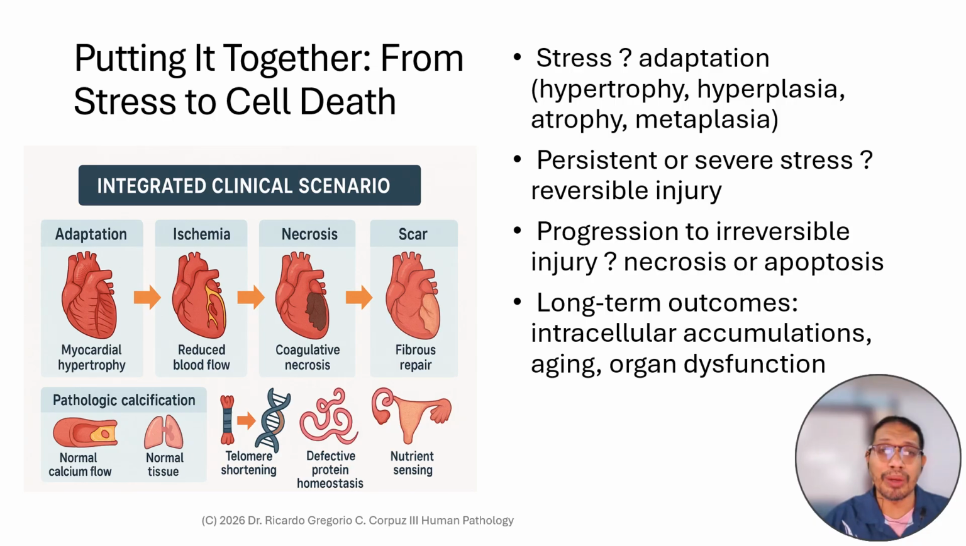As you see this scenario, I want you to think critically about each stage. Which mechanism dominates during hypertrophy, and which pathways are activated during ischemia? What marks the transition to irreversible injury, and how does the tissue respond to necrosis? These questions are not just academic, they are the basis of understanding clinical presentation, interpreting laboratory results, and predicting patient outcomes.